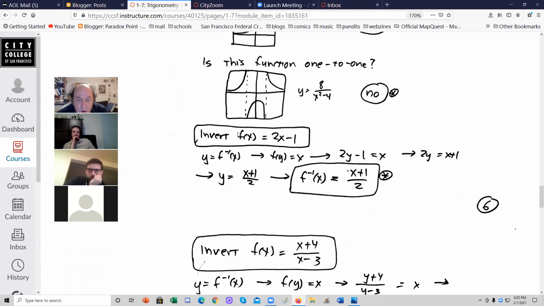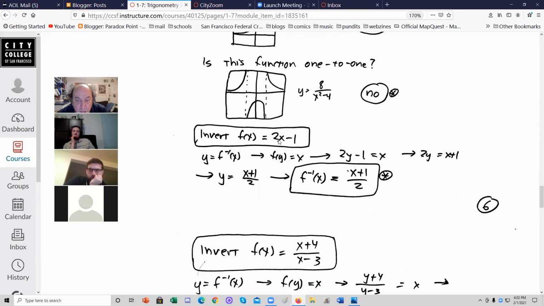Okay, let's invert the function 2x minus 1. So y equals f inverse of x means f of y equals x. That's the definition. So plugging in a y in here, you get 2y minus 1 equals x. We solve for y. First add 1 to both sides: 2y equals x plus 1. Divide both sides by 2: y equals (x plus 1) over 2. And that's the inverse function. The inverse function of x is (x plus 1) over 2.